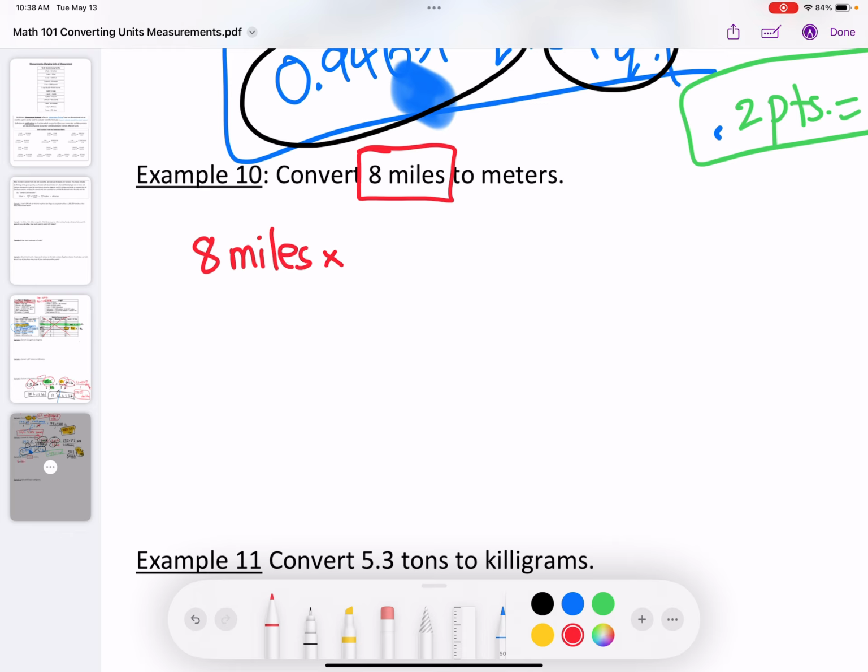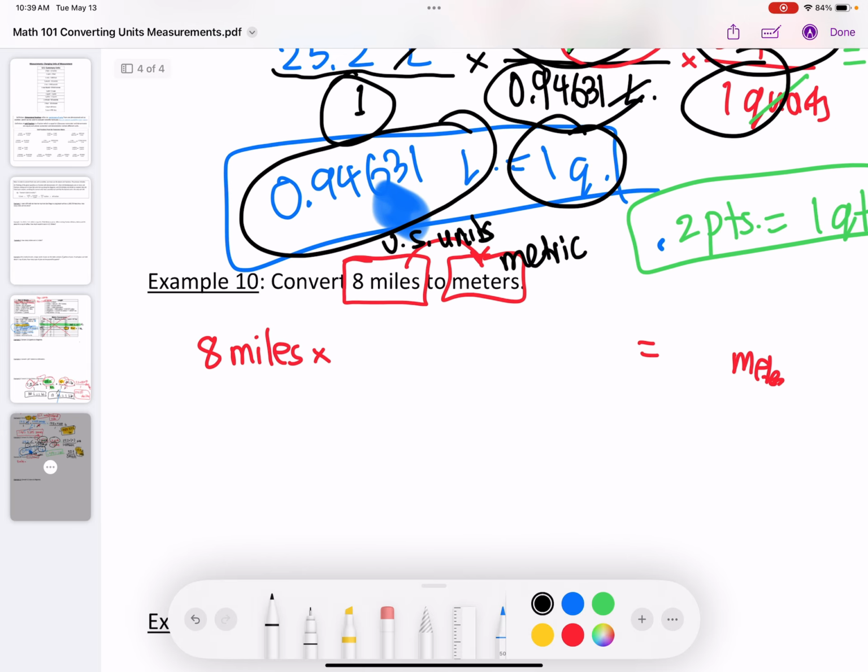I don't know how I'm going to get there. No, I know where I'm trying to go. I want to have meters in the end. Maybe there's only one unit conversion fraction that gets me from miles to meters. Maybe there's more than one. But this is a tough one because miles are in US or imperial units, and meters are in metric units. Those are always the tough ones, I think, if they're mixed.